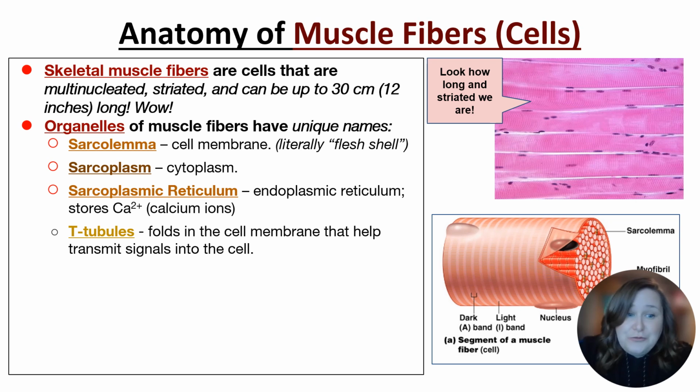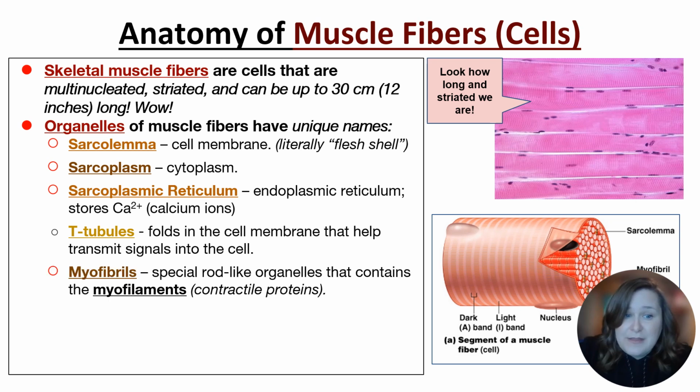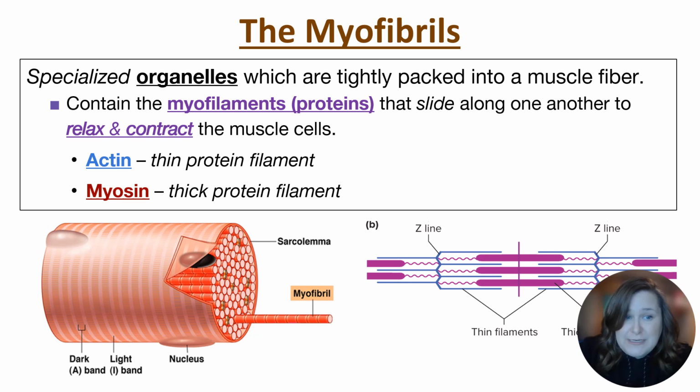We also have T-tubules. These are going to be folds in the cell membrane. They're going to help transmit signals into the cell. And then again, we talked about this already. We have myofibrils. These are our rod-like organelles, and these are going to contain those myofilaments, which are our contractile proteins. So the myofibrils are going to be specialized organelles.